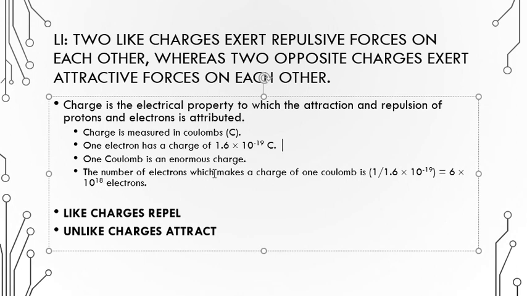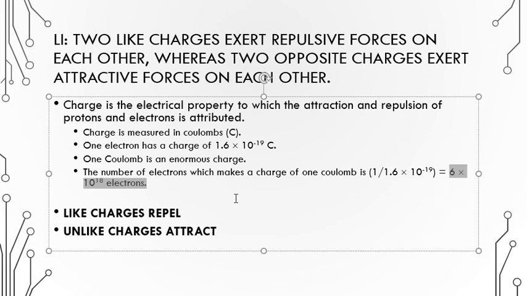So the number of electrons which makes a charge of 1 coulomb. Okay, so if we have 1 coulomb and we divide it by 1.6 times 10 to the negative 19, we're actually going to get 6 times 10 to the 18 electrons. So a crazy amount of electrons just to make up 1 coulomb of charge.